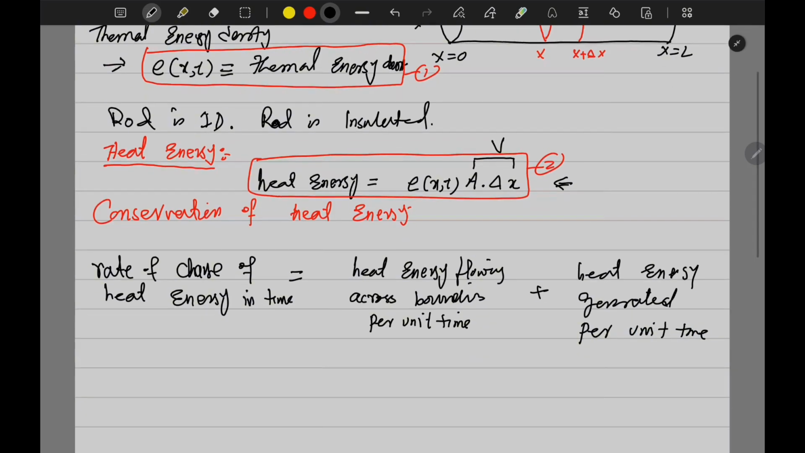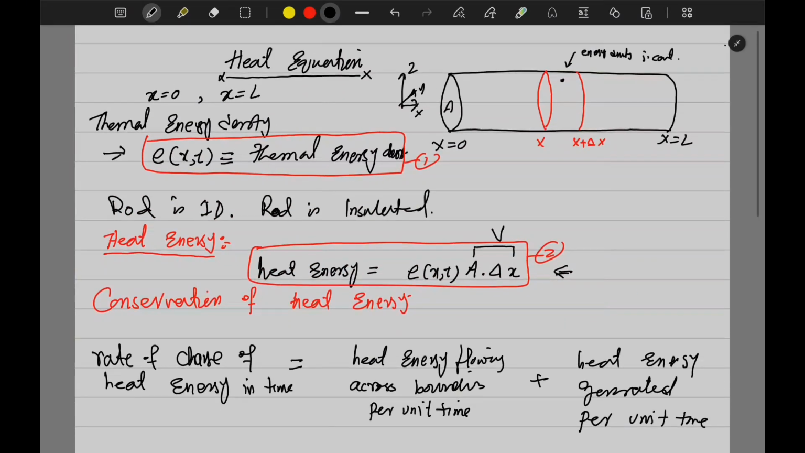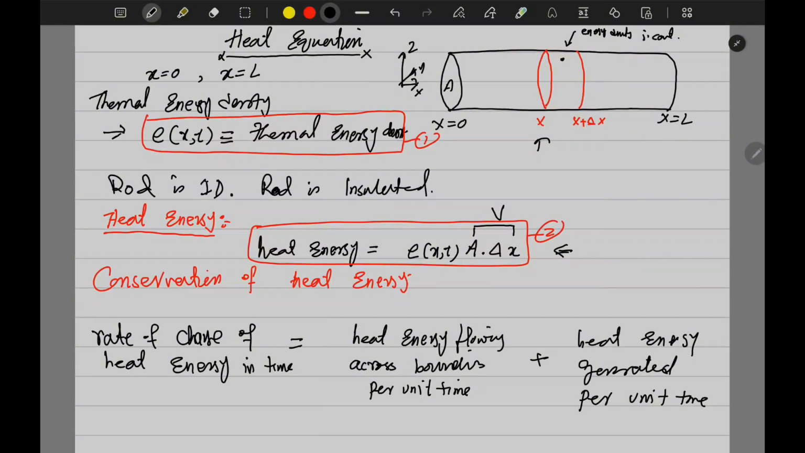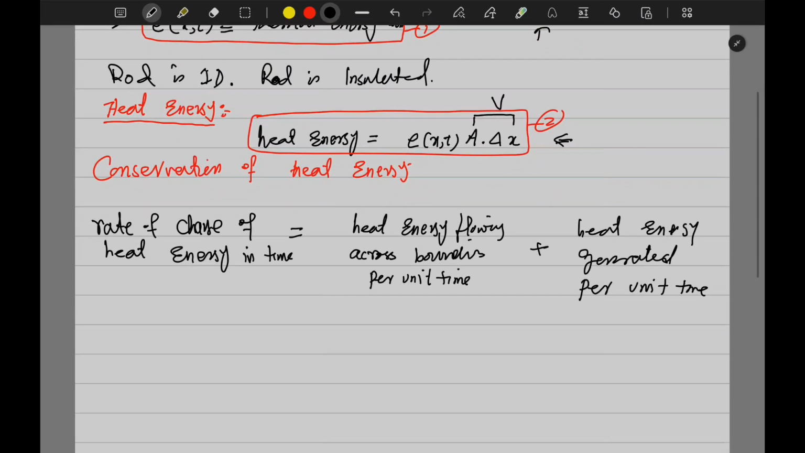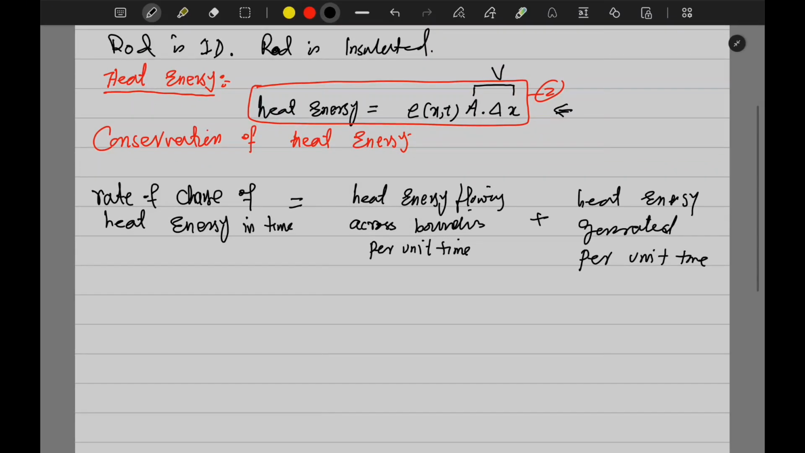What does it mean? It means the heat energy between x and x plus delta x changes in time only due to heat flowing across the edges, and heat generated inside. It can be positive or negative, based on the direction. No heat energy changes are due to flow across the lateral surface, since we have assumed that the lateral surface is insulated. The fundamental heat flow process is described by this equation. This is called conservation of heat energy for a small rate of change.